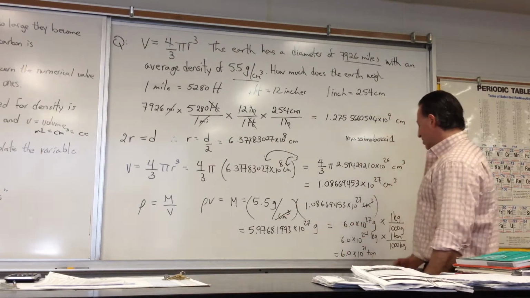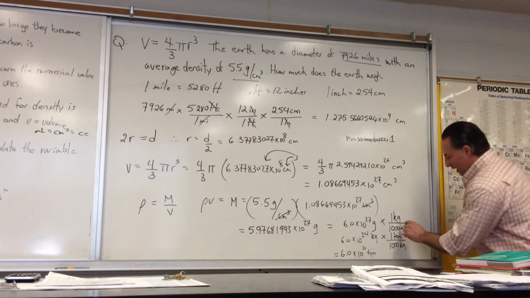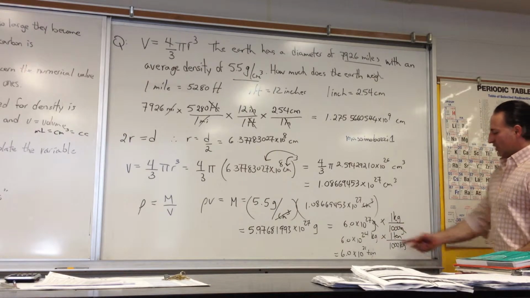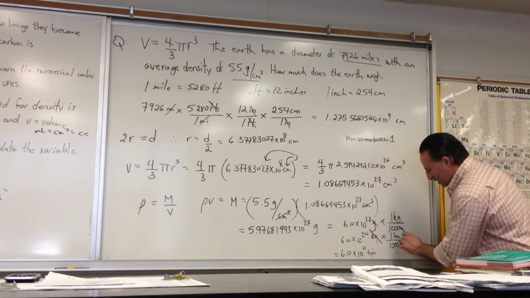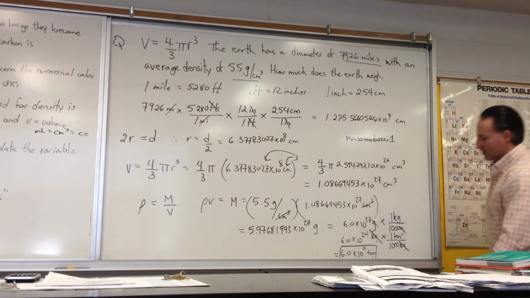Then from the mass of the Earth in grams, we've converted it to kilograms by dividing by 1,000. Grams cancel, and you see that the answer is going to be in kilograms. And then if we want to convert from kilograms to tons, we know that there's 1,000 kilograms per ton. The final answer for the mass of the Earth in tons is 6.0 times 10 to the 21.